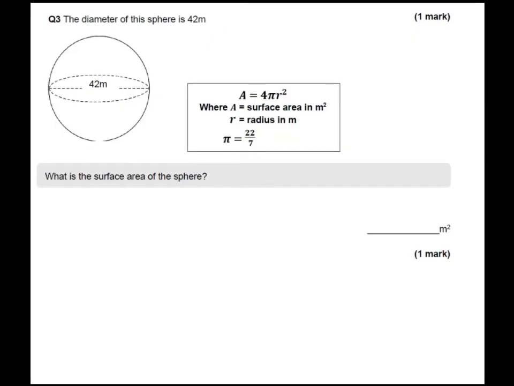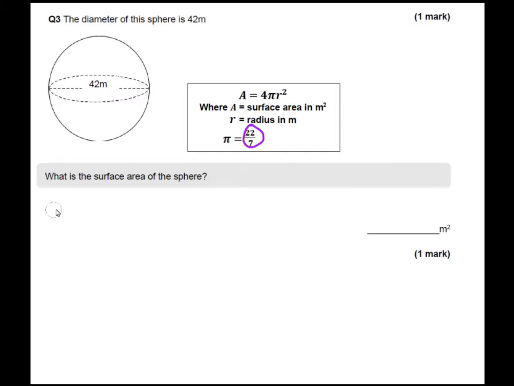Question 3. The diameter of a sphere is 42 meters. What is the surface area of the sphere? They've given us a formula here where A equals 4 pi r squared, where A is the surface area in meters squared, r is the radius in meters, and pi is a fraction. It's 22 over 7. So we really need to keep the fraction as a fraction.